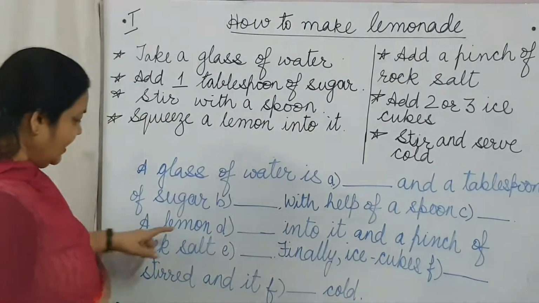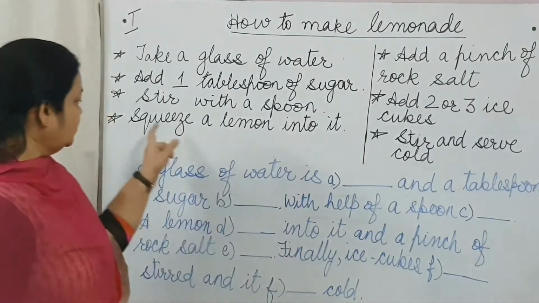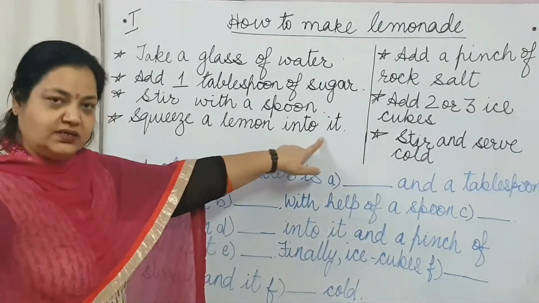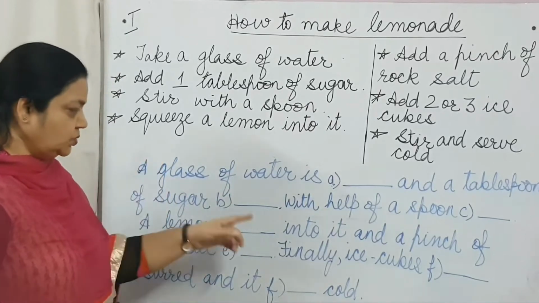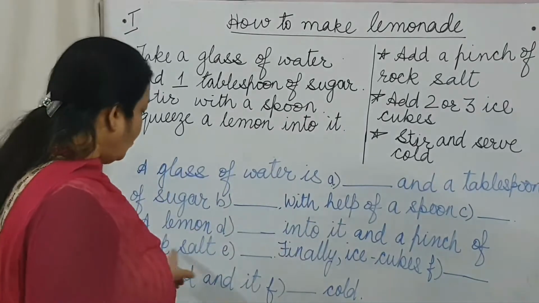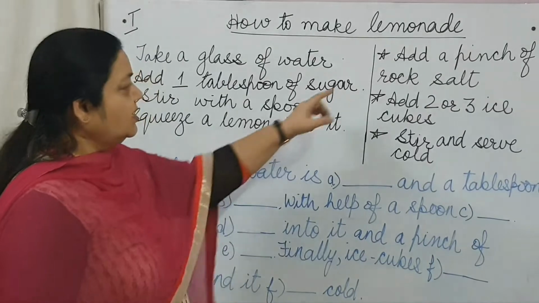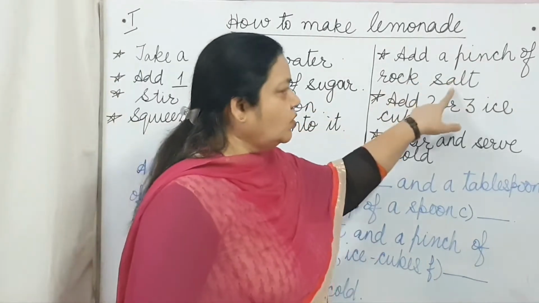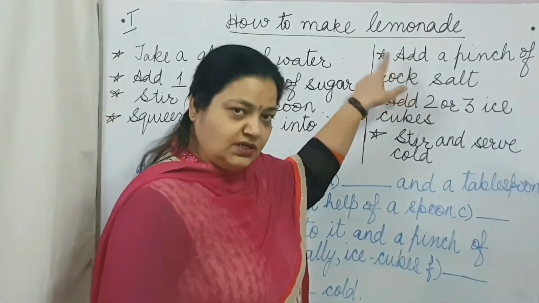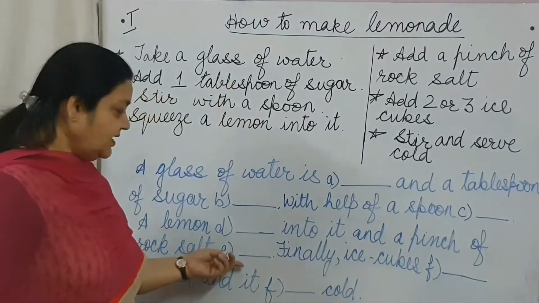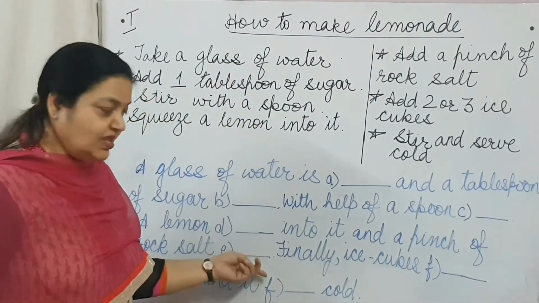Then a lemon, dash, into it. Squeeze a lemon into it. So a lemon is squeezed into it. And a pinch of rock salt, dash. Add a pinch of rock salt. So what is a pinch of rock salt? Add. Add is again simple present. So here we will put is added.